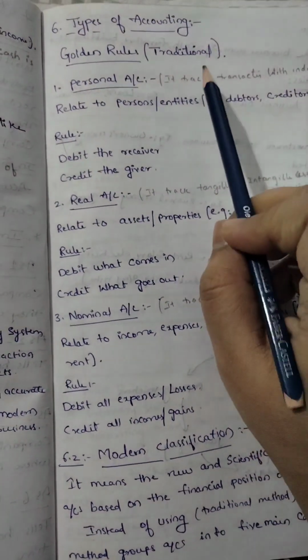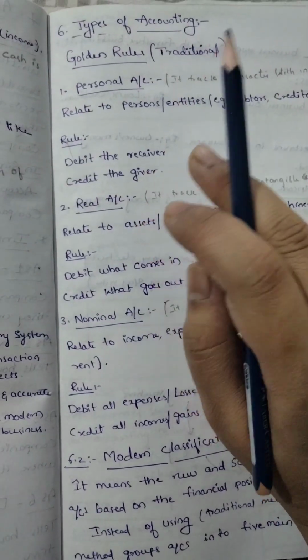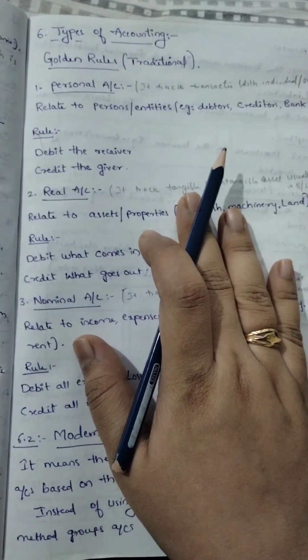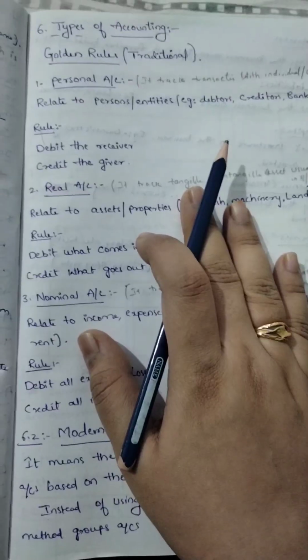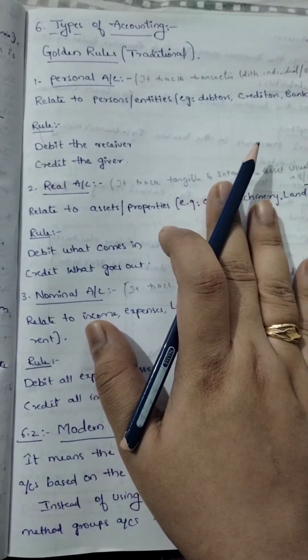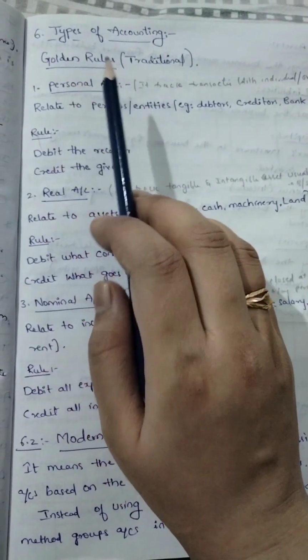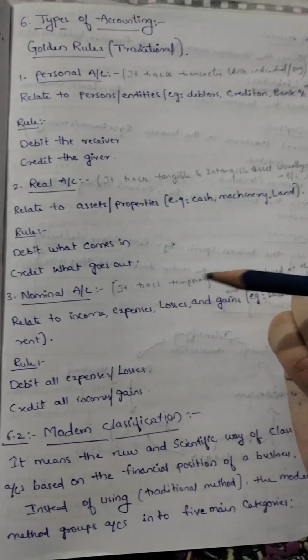In the traditional accounting, there are three types, that is personal account, real account and the nominal account. This is very important to solve numerical problems like general entries. So you must memorize these golden rules of personal account, real account and the nominal account.